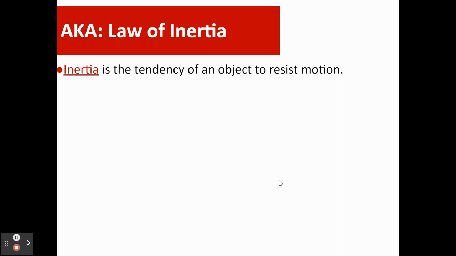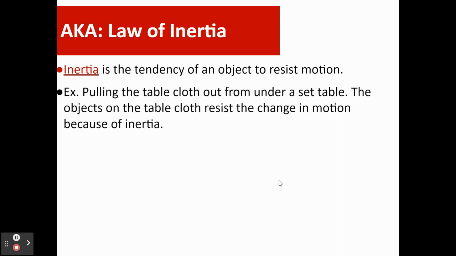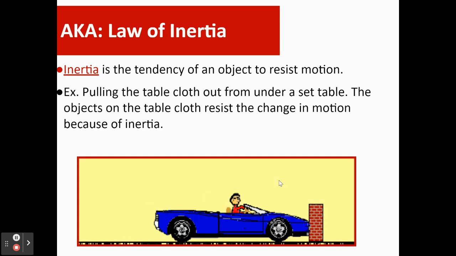Inertia is the tendency of an object to not move, to resist any kind of change in motion, which is why when you're in the car with the seatbelt on and you have to slam on the brakes, you lurch forward, like your body moves forward, even though the car stops. Another example is pulling a tablecloth out from under a table setting: people pull the tablecloth out and the dishes still stay there. The objects on the tablecloth resist the change in motion because of inertia.